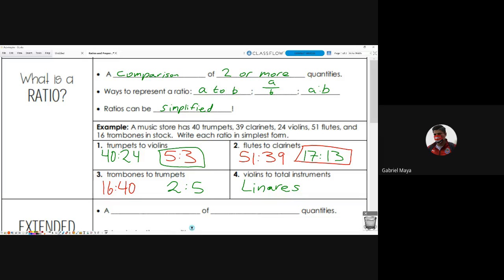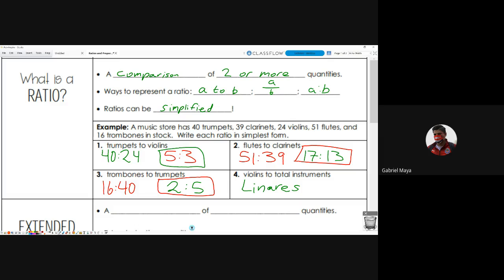So let's see. Red pen. Here we go. All right. Yes, very good, by the way. Yes, that is correct. All right, everyone, let's give a round of applause to Ms. Rodriguez. Woo! All right.